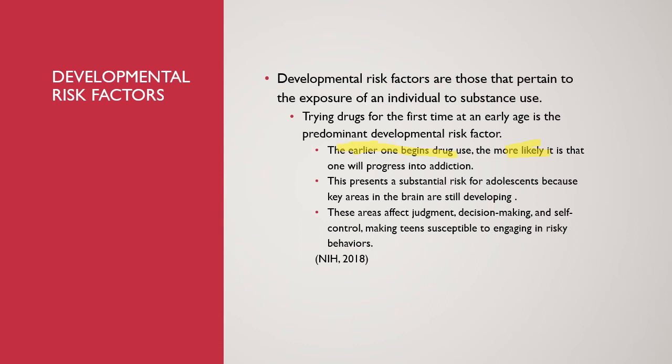This presents a substantial risk for adolescents because key areas in the brain are still developing. And we did touch on that in one of our other lectures about the changes in the brain that occur when using substances. So it presents a very big risk for adolescents who use substances because these parts of the brain are not even fully developed yet. And remember from our previous lectures that these areas affect judgment, decision-making, and self-control, and this makes teens susceptible to engaging in risky behaviors, and we know that using substances is in itself a risky behavior.